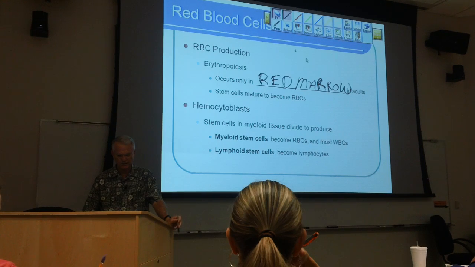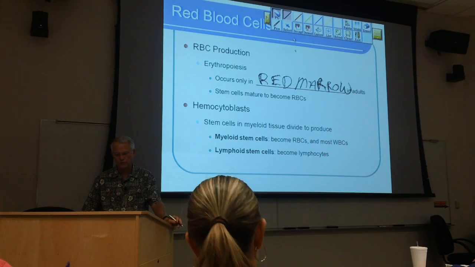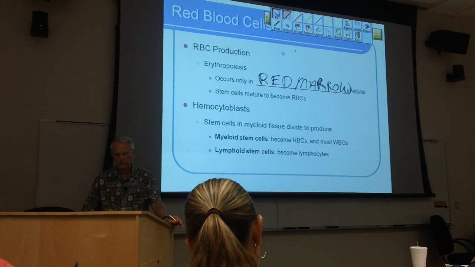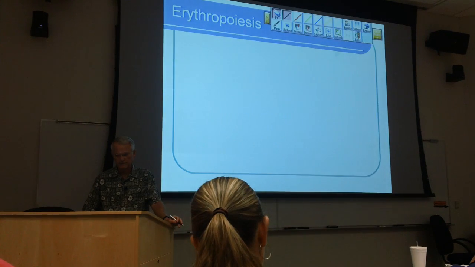So red bone marrow, stem cells, myeloid, lymphoid. Myeloid is where we're going with the reds, of course. That's what they produce.